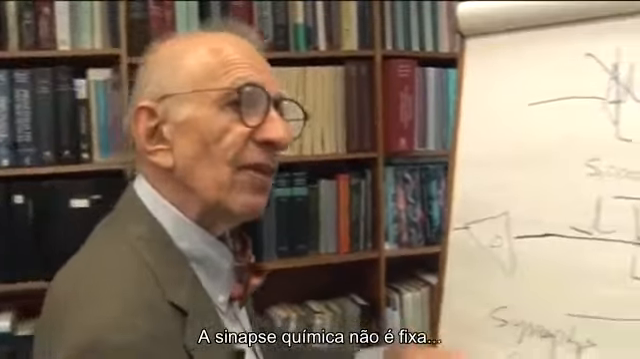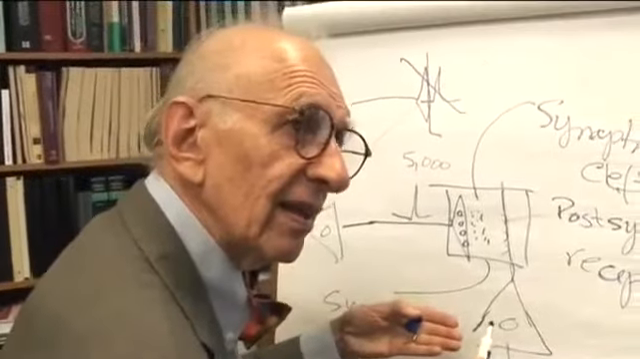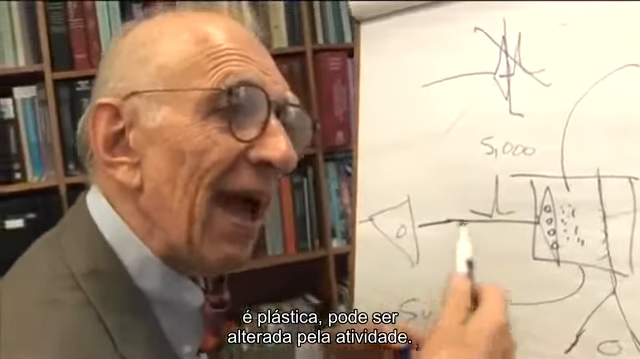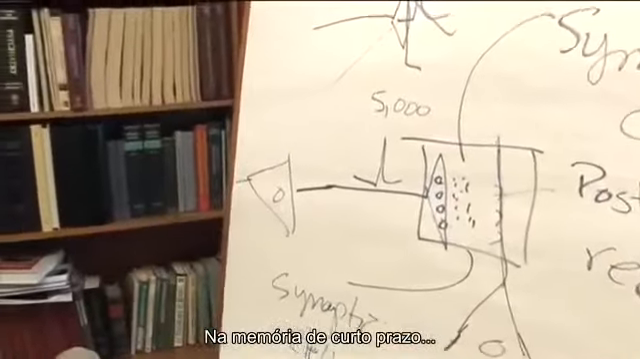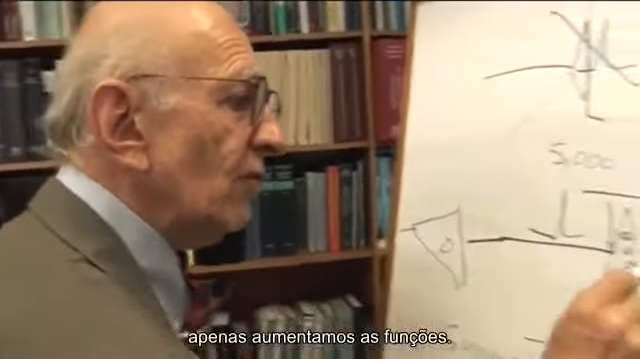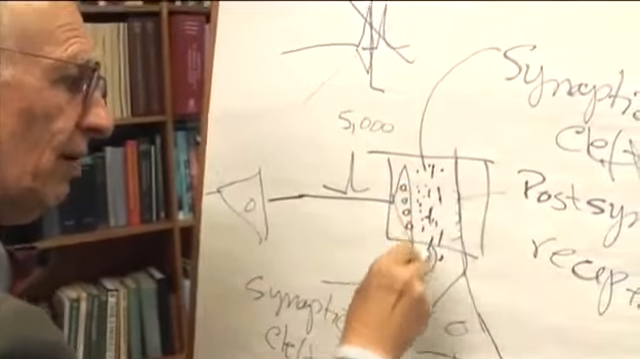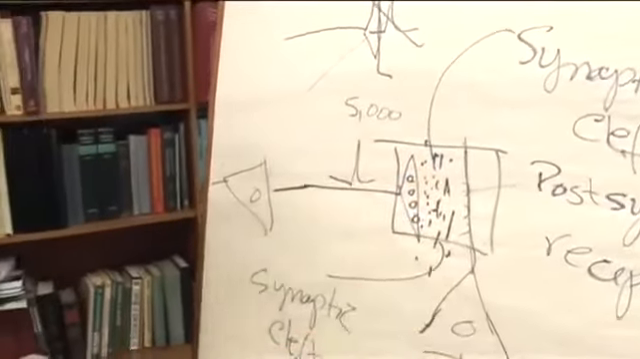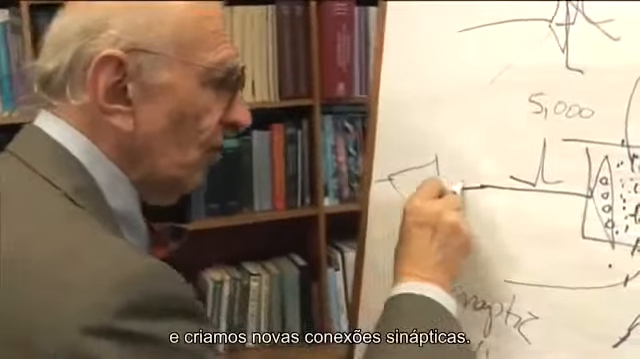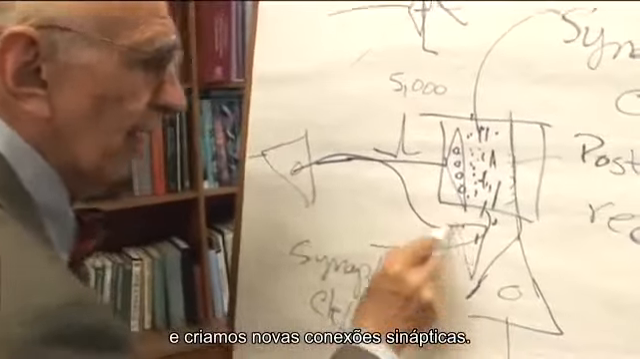The chemical synapse is not fixed. It is plastic. It can be altered by activity. In short-term memory, when you activate the system only once, you just increase the function, so you release more transmitter. In long-term memory, you actually turn on genes and you grow new synaptic connections.